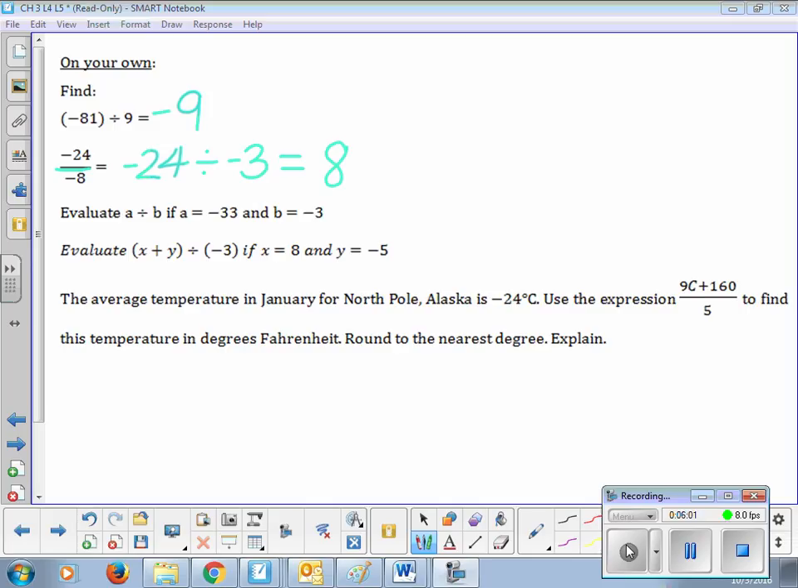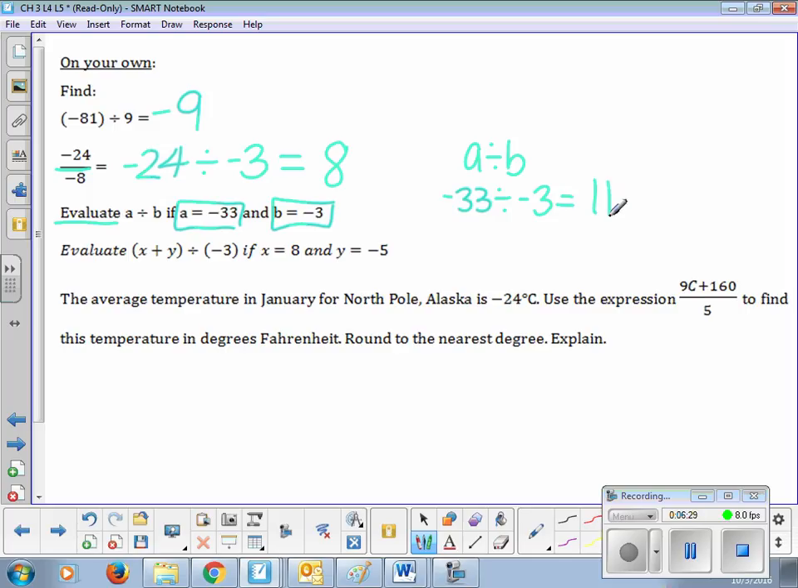Okay, for our next question, evaluate. We know evaluate is another word for solve. We want to evaluate A divided by B. If A is negative 33, so that's what I'm going to plug in for A. And what is our value for B? Negative 3. We have the same sign, so we know our answer is going to be positive. What is 33 divided by 3? 11.